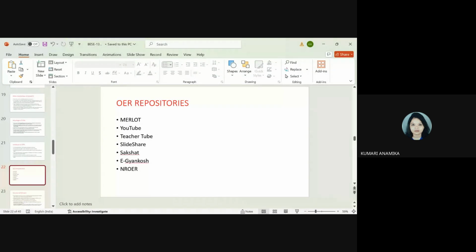Then one more is NROER. NROER is a digital repository for open educational resources. This repository has a wide range of educational content and resources covering all subjects and all grades for school students, teachers, and other stakeholders.